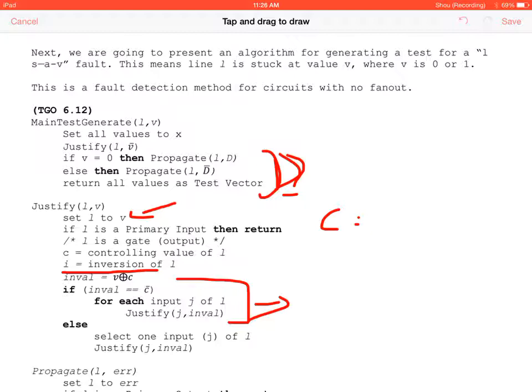And the reason we do this is we're trying to figure out how many inputs we need to set. So for each input j, if this is equal to C bar, then for each input j of L, we're going to continue to justify, because we need to be able to justify in order to determine all of the inputs to our circuit.